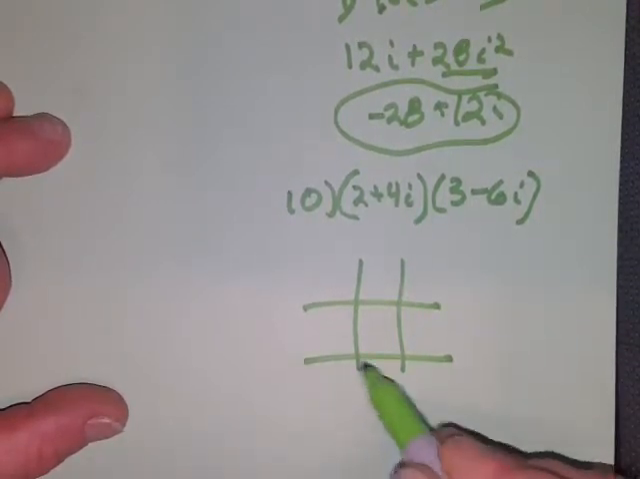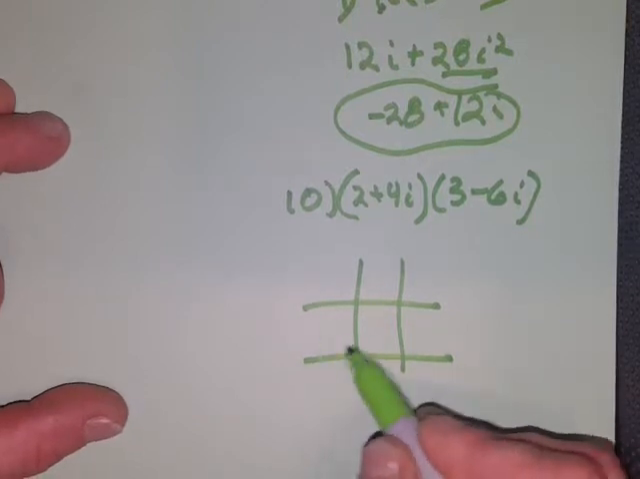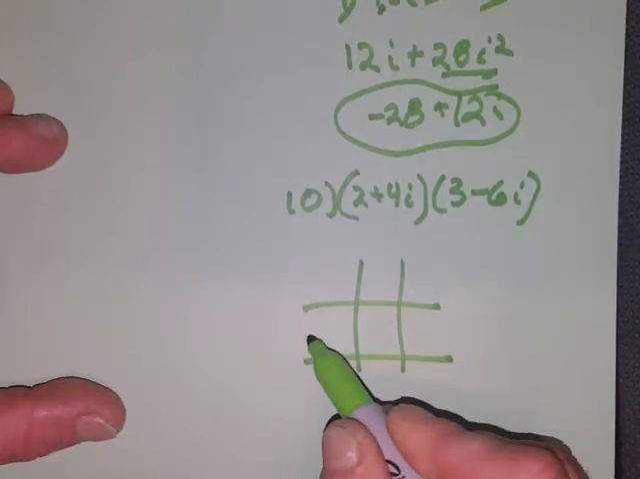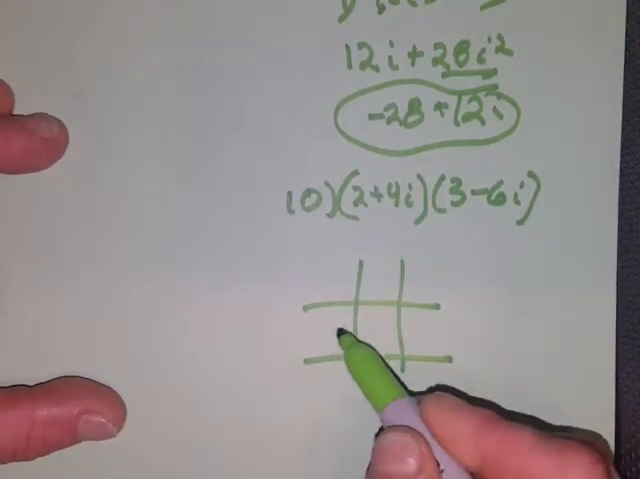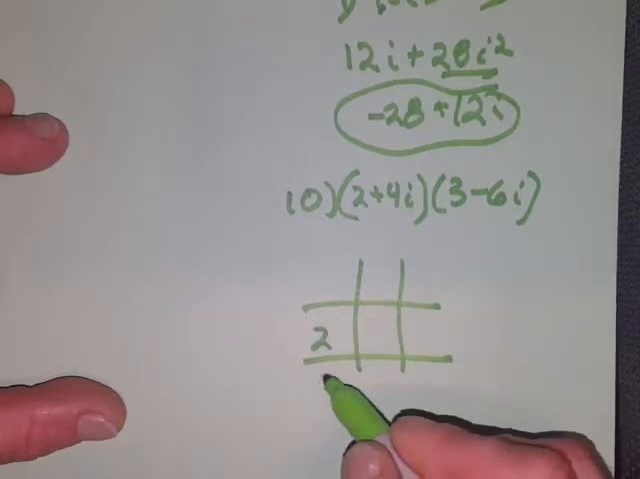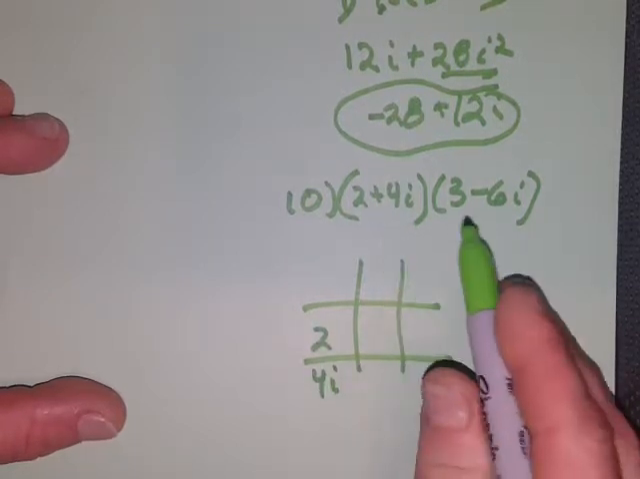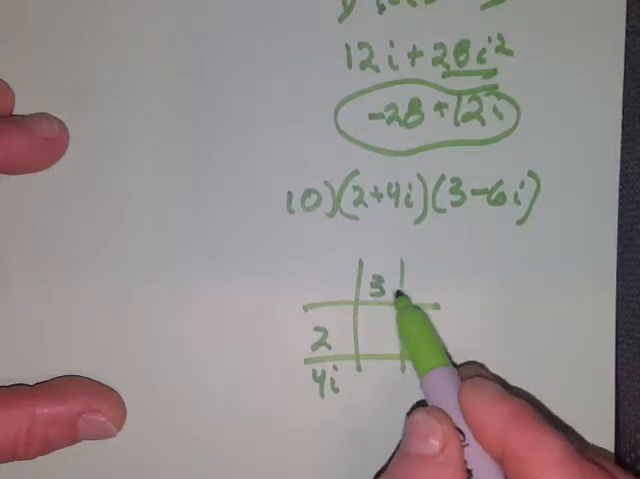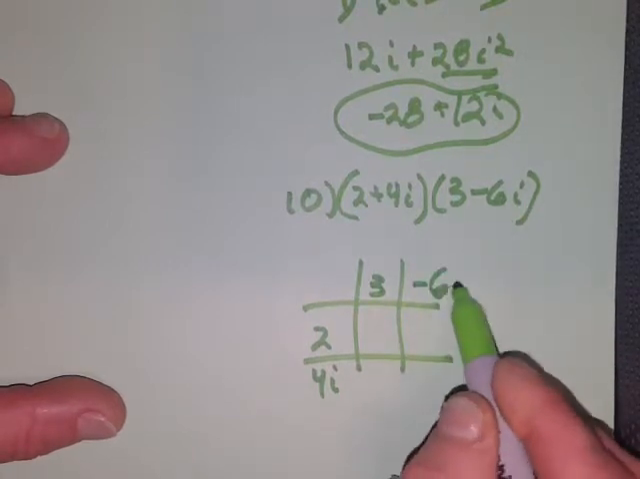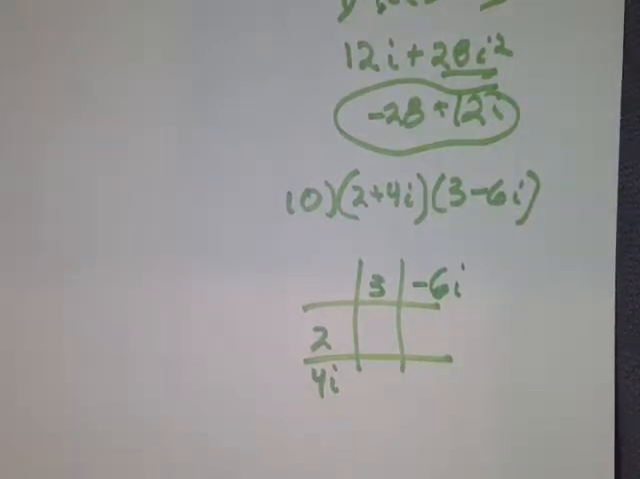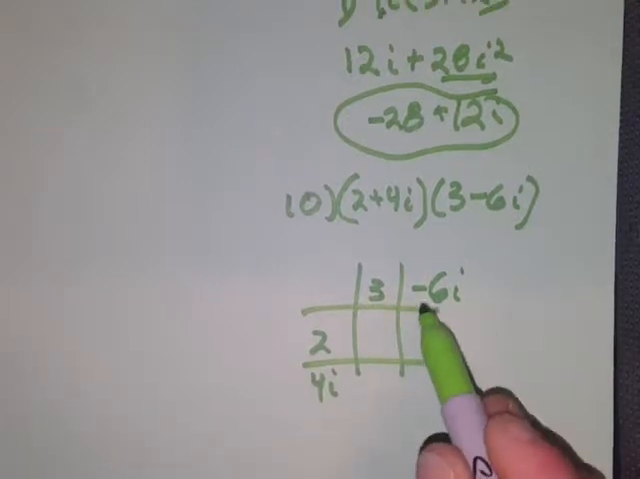So we're used to factoring, putting the terms on the inside, but now, remember when we started with this, we put the terms of our binomials around the outside. So we have 2, we have 4i. Both of those are positive. We have 3, we have negative 6i. Okay, so now we can multiply the column and the row together.